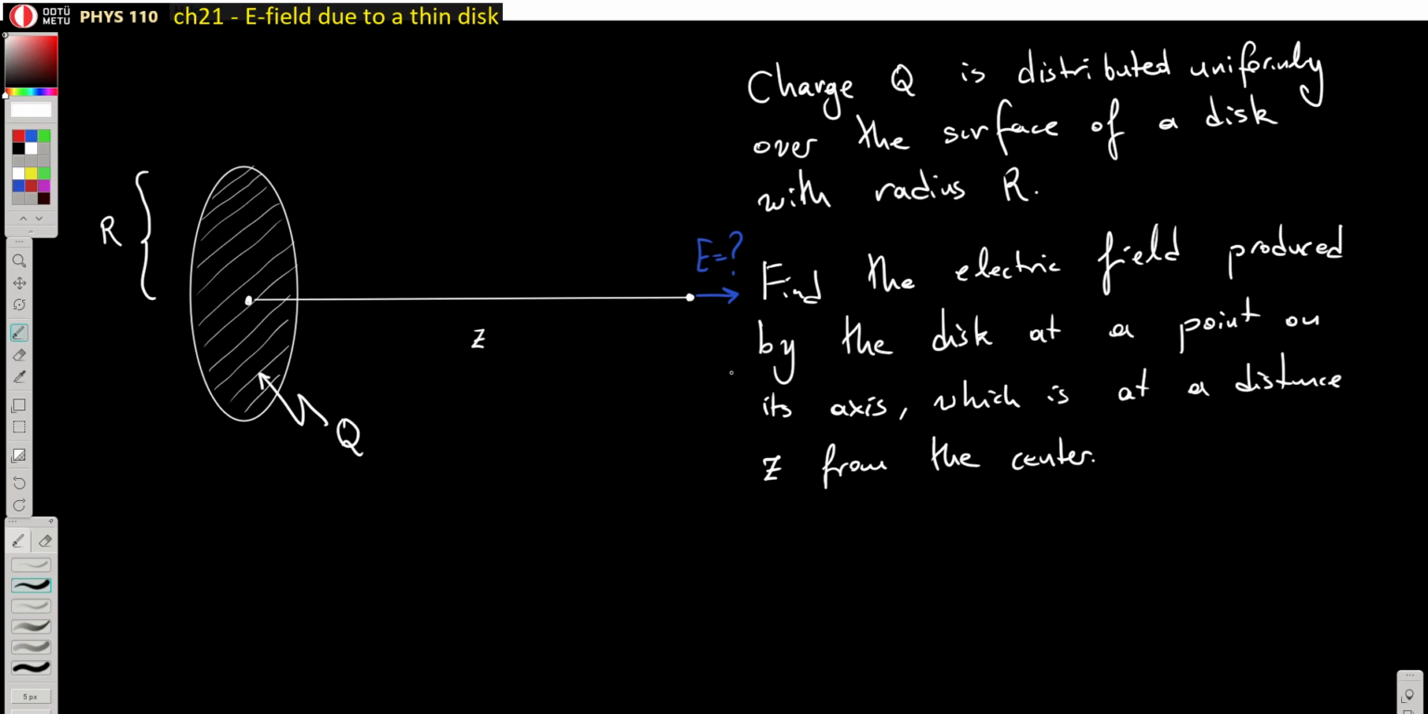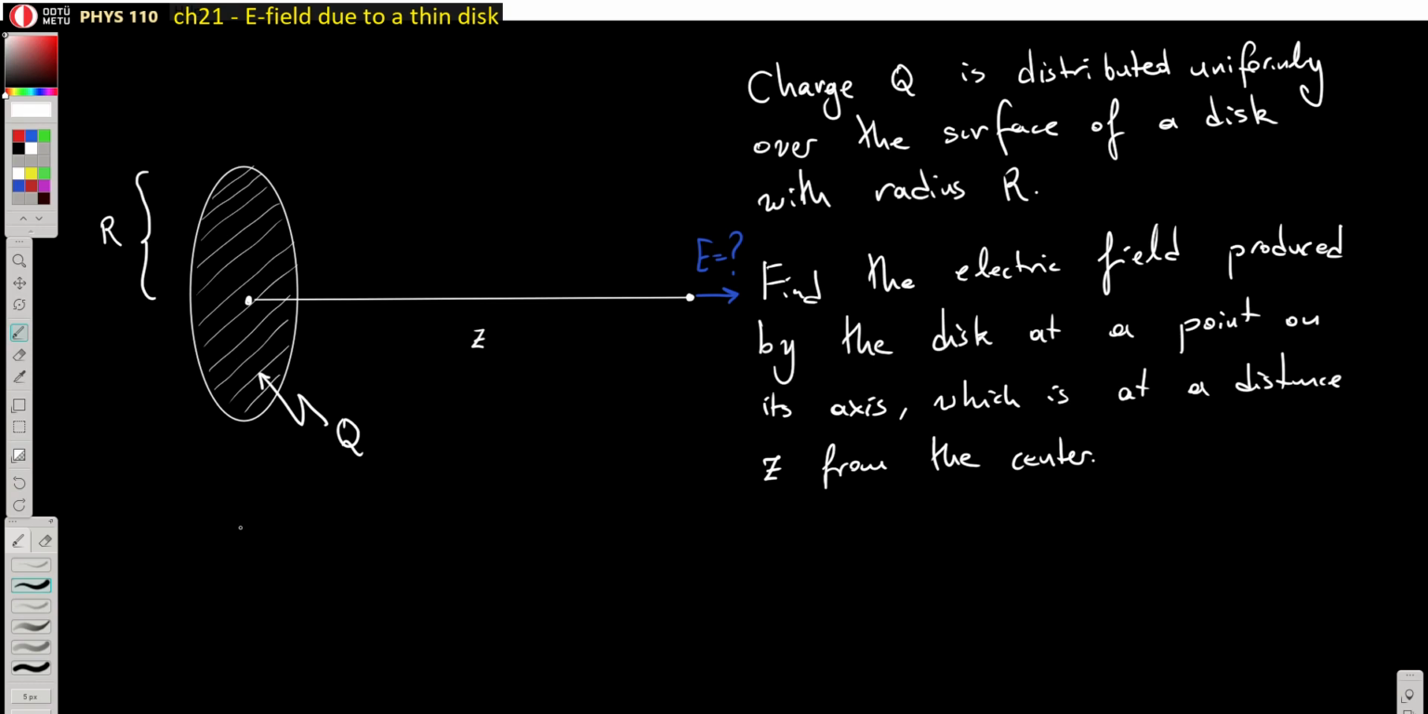So then I pass on to discussing the problem. How do we solve this problem? Basically, what we need to do is divide this disk into small rings. We have just deduced the electric field produced by a ring, and therefore by using this, we can form an integral, and from the integral we can compute the electric field.